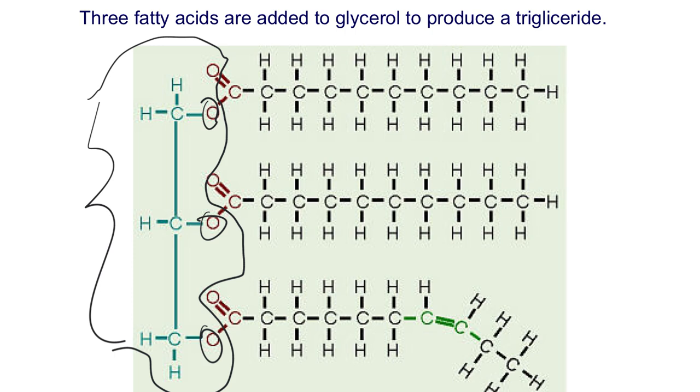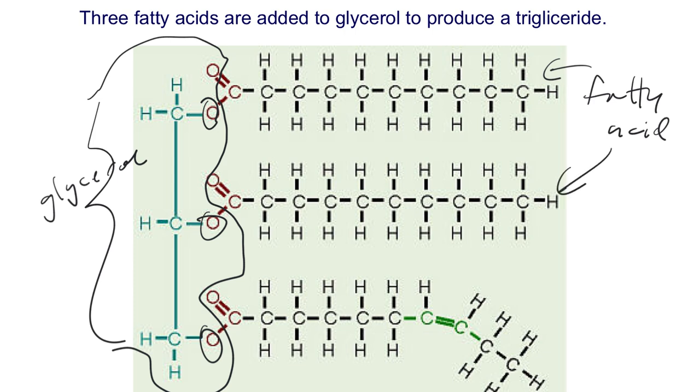This is a dehydration synthesis reaction. So the green thing is glycerol. The 3 black ones are fatty acids. If you have 3 fatty acids connected to 1 glycerol rather than just 2, like in a phospholipid, what you have is a triglyceride because it has 3 fatty acids connected to the glycerol. A phospholipid only has 2.